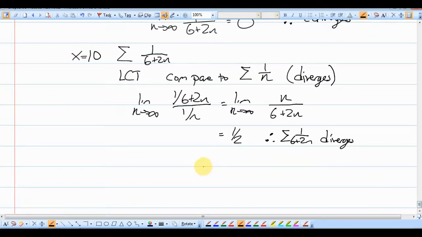Just to review, for an alternating series, it converges only if the limit of the general term is 0. Okay, so the interval of convergence: x must be in this interval, closed 8 to open 10. And that's that.